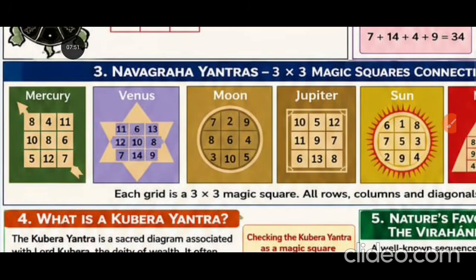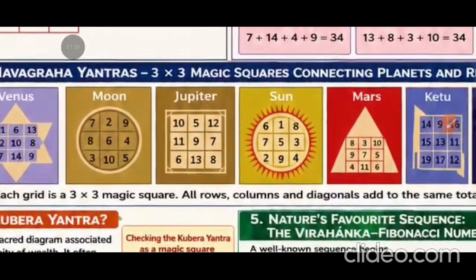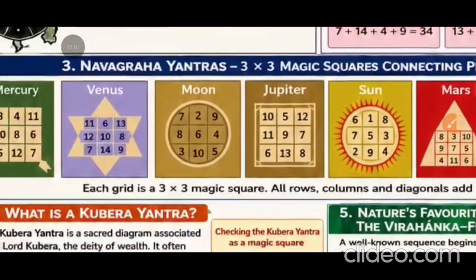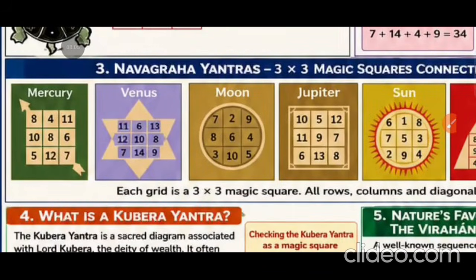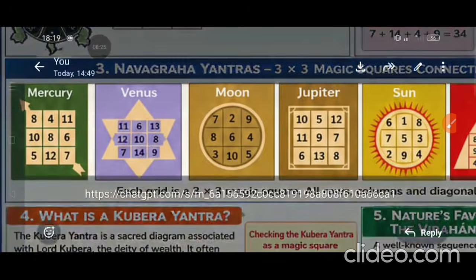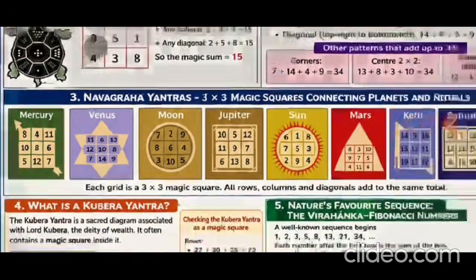Now let's learn about Navgraha yantras that have a 3 by 3 magic square connecting planets and rituals. All of you have observed in worship or any religious activity that we worship these Navgraha yantras. Navgraha yantras represent 9 planets. So first here we have Mercury. How is this a magic square?